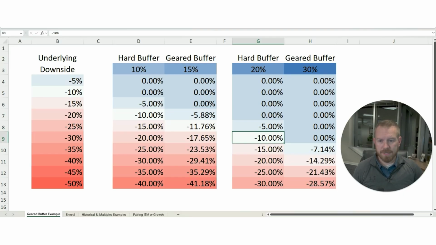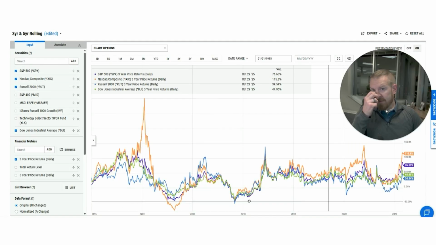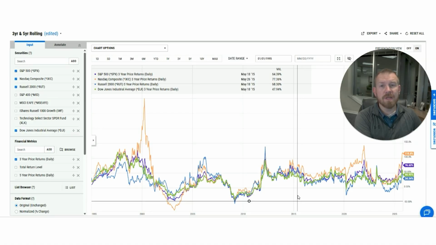What I wanted to do is show a couple of examples of rolling 3-year and rolling 5-year returns. In that normal 10% hard buffer versus 15 geared, we're really looking at a negative 45% return of the underlier over a 3-year or a 5-year period. I have on here the S&P, NASDAQ, small cap index, the Russell 2000, and the Dow Jones. And what I created was this line here. Over rolling 3-year returns, if you kept buying it every single day, for each of these indices, what happened 3 years later?